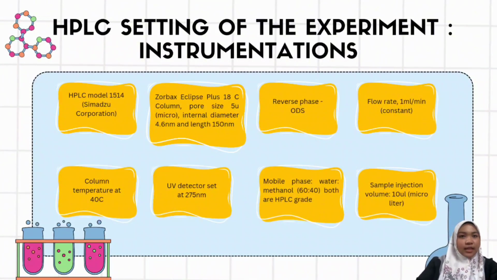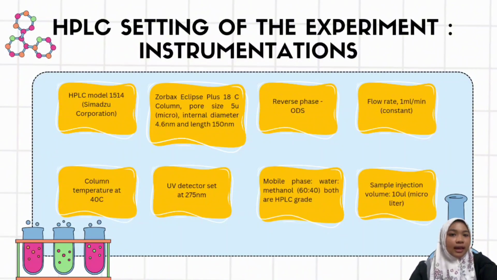HPLC settings of the experiment, which is the instrumentation. HPLC model 1514, from Shimadzu Corporation. Zorbax Eclipse Plus C18 column. Particle size is 5 micrometer, internal diameter is 4.6 millimeter, and length 150 millimeter. Reverse phase with ODS. Flow rate at 1 mL per minute, and this rate is constant. Column temperature at 40 Celsius.